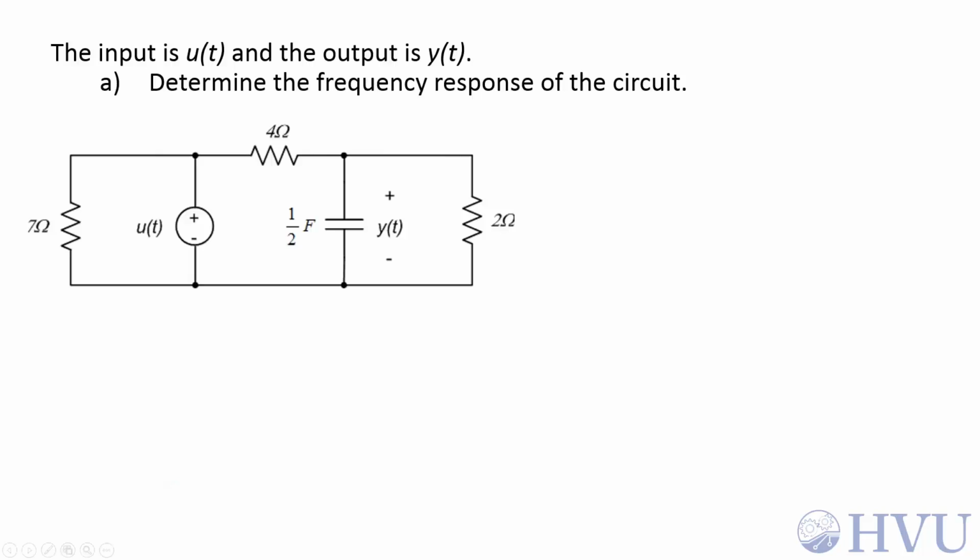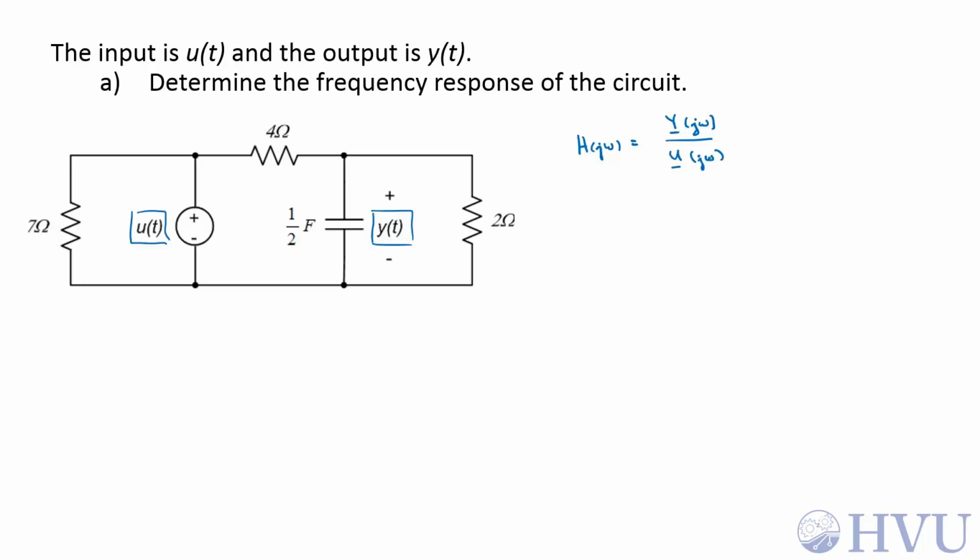We need to determine the frequency response of this circuit. The input is this voltage source u(t), and our output is the voltage across this capacitor, y(t). Since it's a frequency response, what we're looking for is a steady state sinusoidal analysis, and we want H(jω), which is the ratio of the output voltage phasor as a function of frequency to the input voltage phasor, also as a function of frequency.